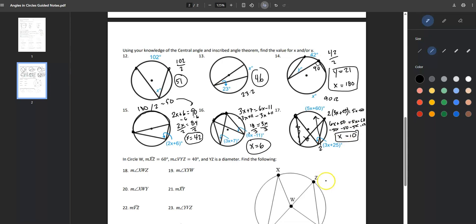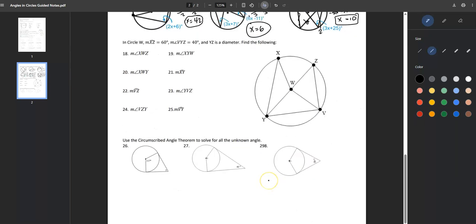Okay, last couple here, just to keep with this, just looking at different things. So I've got circle W over here, and it has arcs, and I'm going to label these as we go. So I have arc XZ as 60 degrees, so that's rotated 60. Again, we're talking about rotations, not measurements. And then I have angle VWZ as 40.